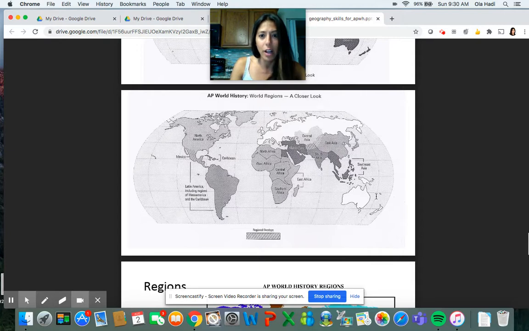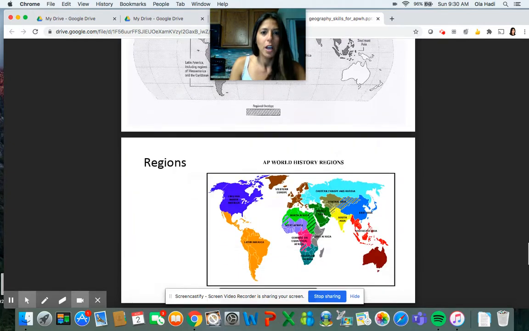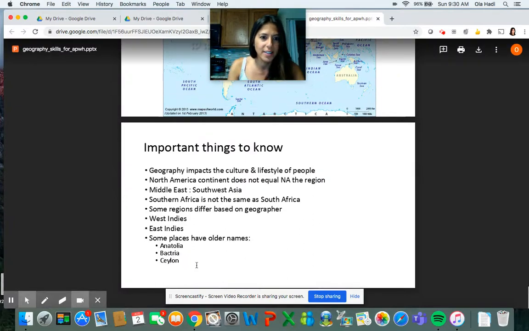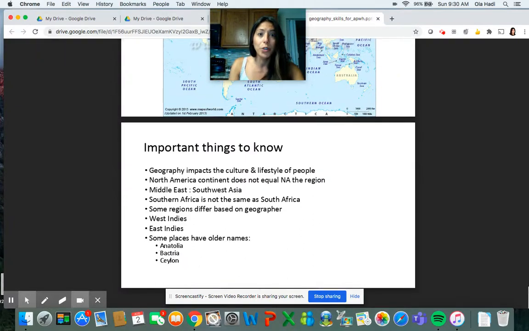And then here, not labeled, is what you might think of as Australia, but Australia with these other little islands is called Oceania. So make sure you know this. This is the map that you need to know. Okay, and then there are some other maps you can look at, and here are some repeats of things that I mentioned earlier. Then there are some older names that you need to know.